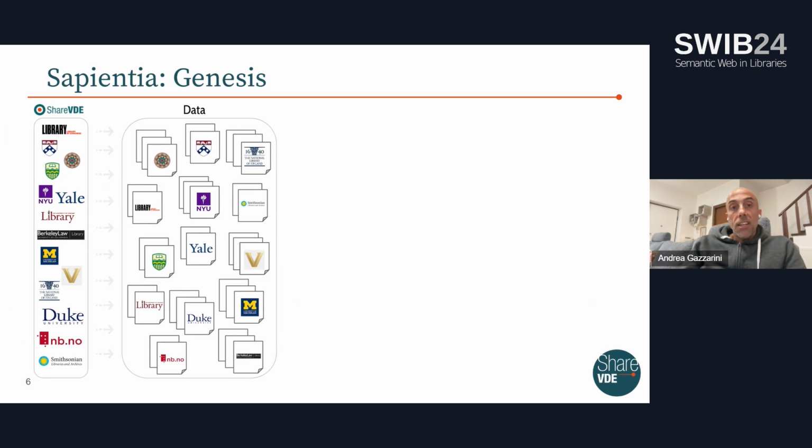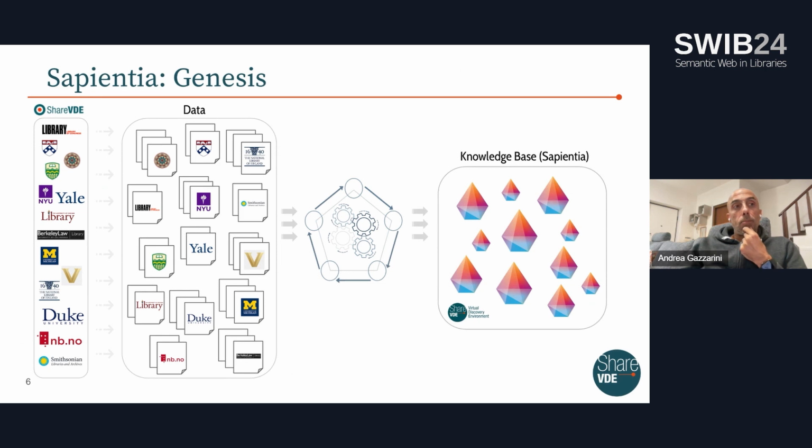So we receive that data, and there is a pre-processing part where we execute several processes like deduplication, enrichment, and clusterization, and we call this part clustering. It's not actual clustering, but just to summarize, this is our clustering preprocessing, and the output of this set of components is what we call Sapientia, the Share-VDE knowledge base.